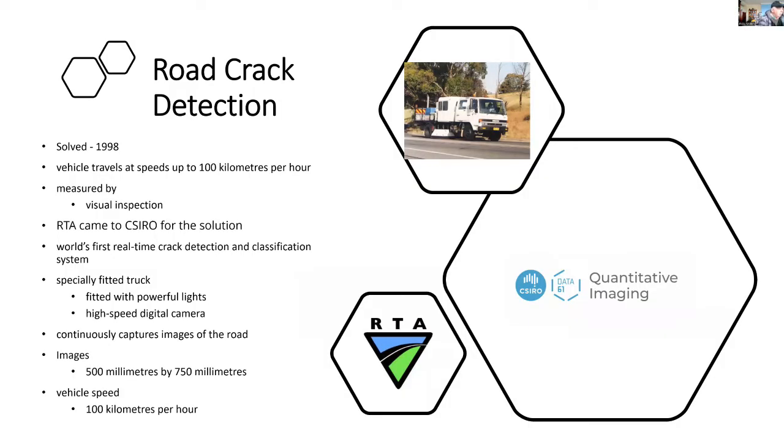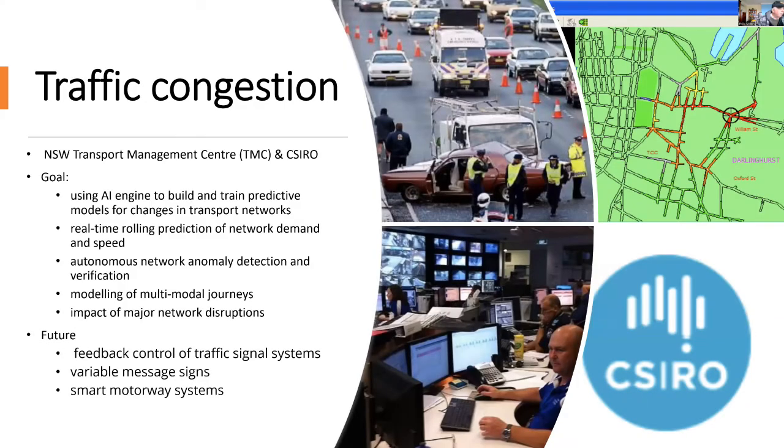This problem was solved by a combination of the CSIRO and the RTA back in 1998, where a special truck, like the one that you see here, was fitted with high-speed cameras and powerful lights. It was able to move at 100 kilometres an hour, and it was able to classify and identify where the cracks on the road were. GPS was also used to locate the data, which would all be fed into a database.